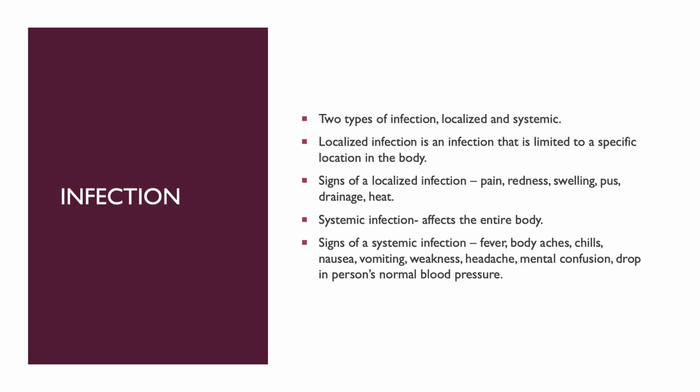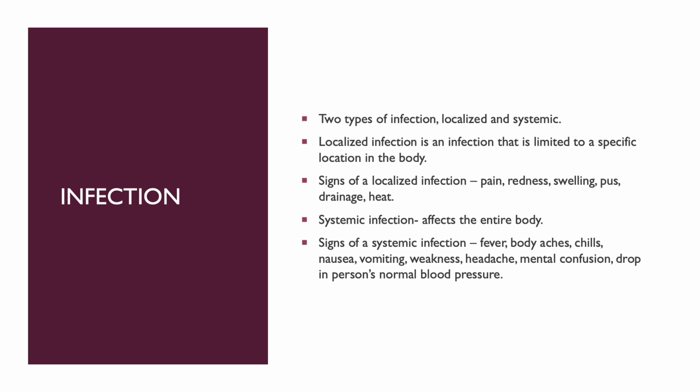So with infection, there are two types: localized and systemic. A localized infection is something that you have all probably had at some point in time. It's an infection that is limited to a specific location in the body. You fall and scrape your knee, you cut your finger.